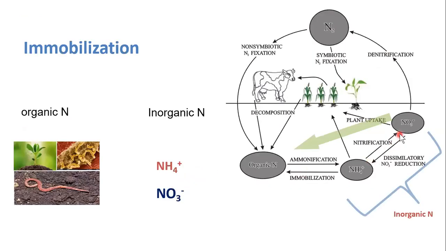So we have another reverse process, that is immobilization. Meaning if you have inorganic nitrogen in the soil, in the form of ammonium or in the form of nitrate, that can also be converted to organic form. And those organic forms are the plant residues, the microbes, and the animals in the soil. So they just utilize that inorganic nitrogen and convert it into organic. So this process is called immobilization.